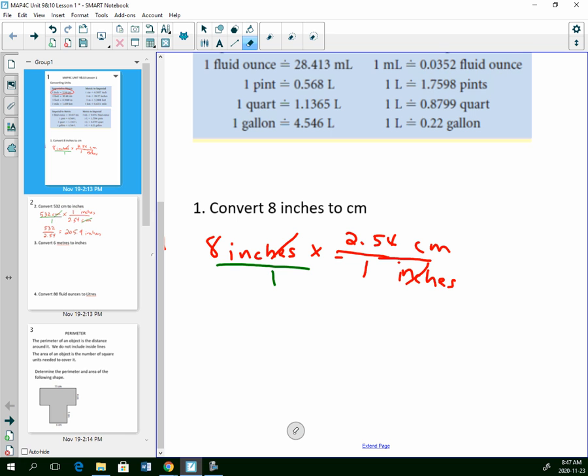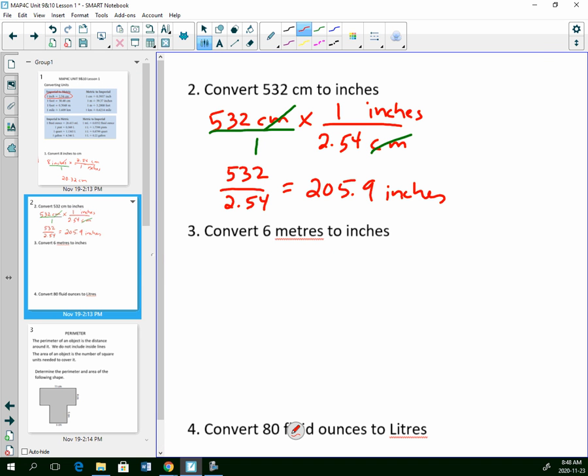Okay, so 8, let me grab my calculator. 8 times 2.54 is 20.32. Okay, so sometimes you are dividing, because the conversion rate is on the bottom. So just remember, when you're multiplying, it's numerator times numerator divided by denominator times denominator.